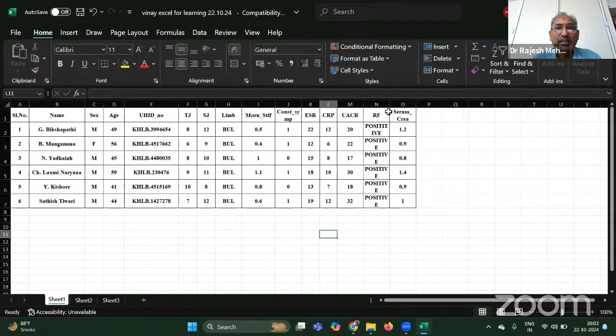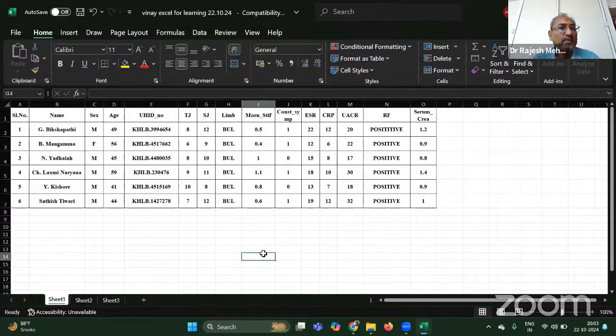And there should not be any decoration in the file. Merge cells should not be there. The file should be clean. Here we have six data entries. Suppose this is the same file, if it is shared through a Google Form, we can circulate it to other colleges also so that we can get more data. Anyway, this is the data file.